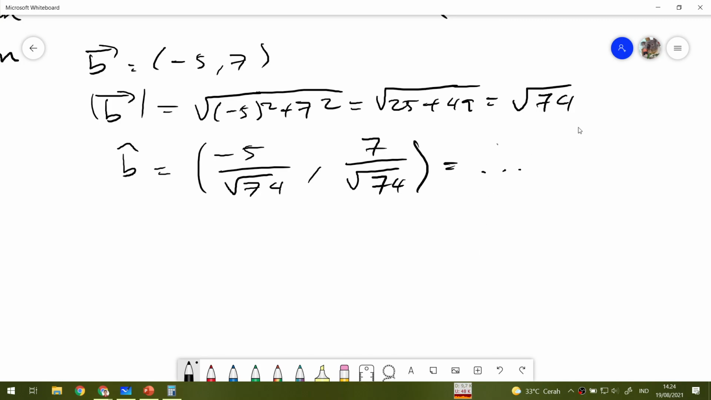Yeah, 74 is okay. Can we simplify this? If I divide it by 2, I will get 37. Oh well, I guess it cannot be simplified, so just use calculator for this one.